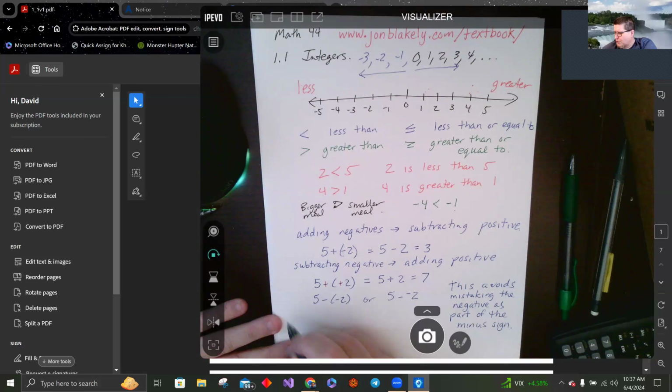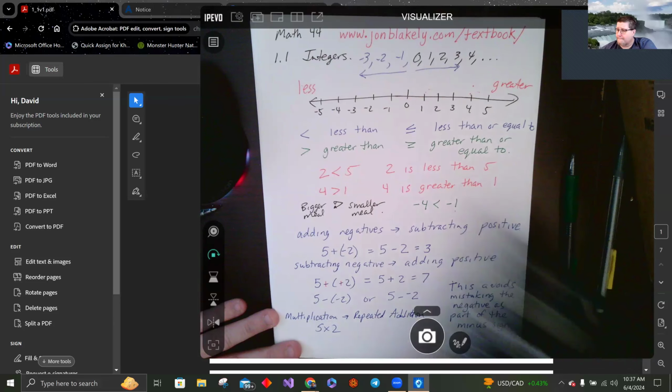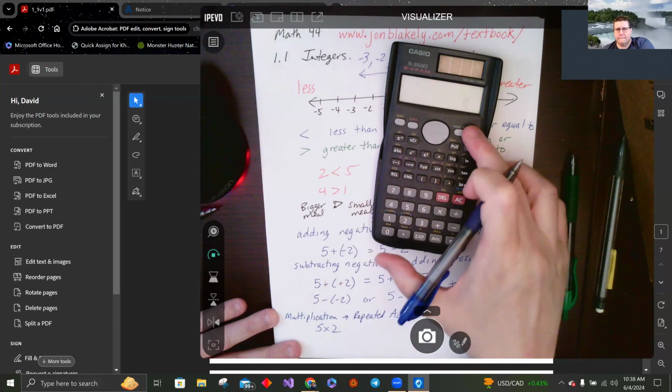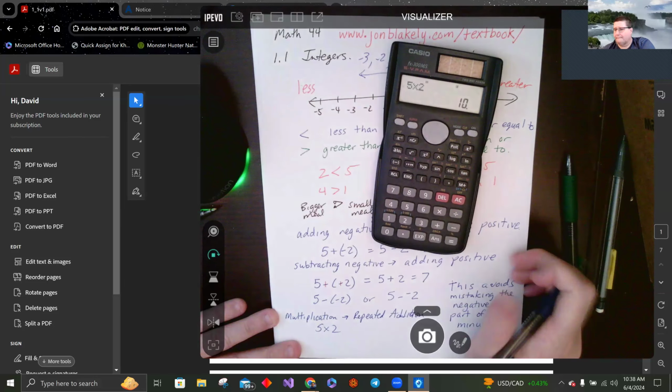Multiplication, I hope you know about. It's really just repeated addition. So anything that works for addition, it works for multiplying. And so if I want 5 times 2, 10.